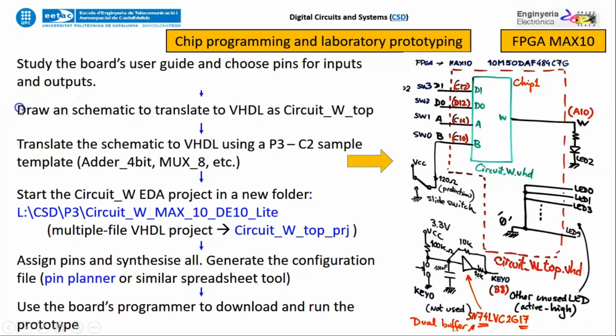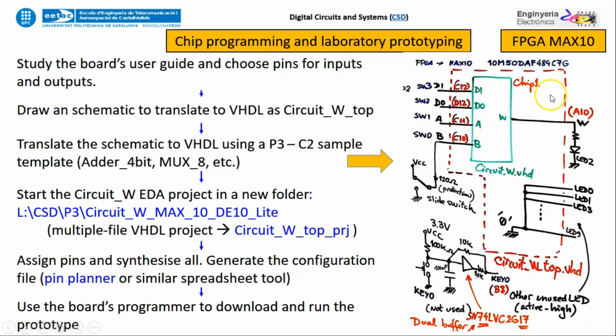Okay, draw the schematic. The schematic is different because the board is another one. For example, this time you have to attach all the not used LEDs to a 0, because they are connected with a common cathode, so they are active high, and there is no need for a NOT here. So the port of the circuit W top can be the same as the circuit W. The same goes for the inputs, because it's simply a slide switch. There is no need for using a NOT, and so on.